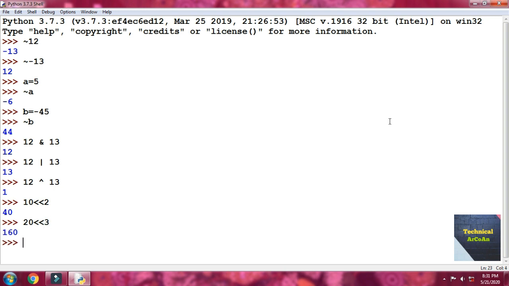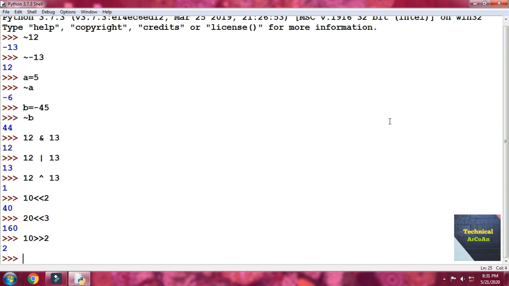Why? 2 to the power 3 means 8, so 20 into 8 means 160. Okay, similarly if we do the shift right operation, suppose we do 10 right shift 2, we get 2. Here what happened: 10 divided by 2 to the power 2, which is 4, and we get only the quotient value. So 10 divided by 4, the quotient value will be 2.